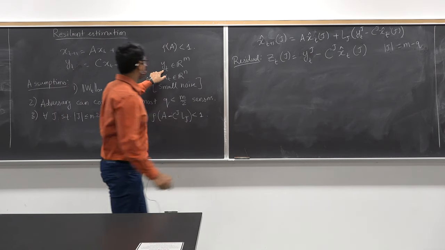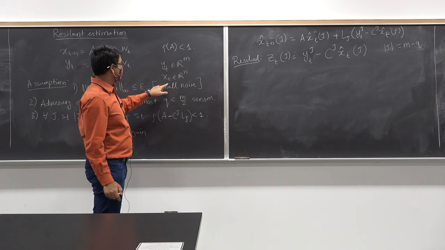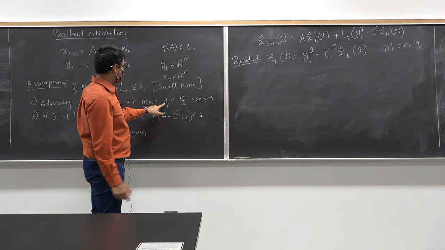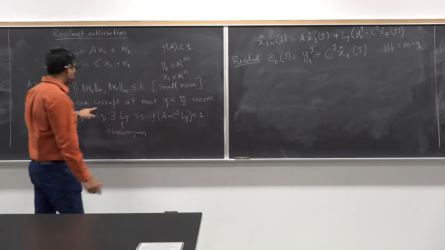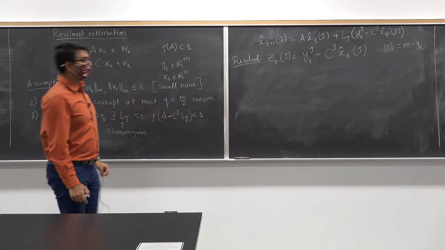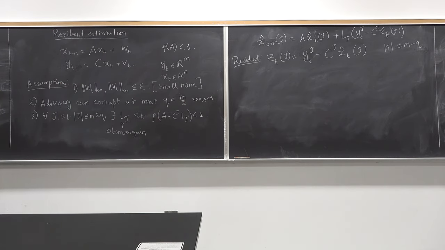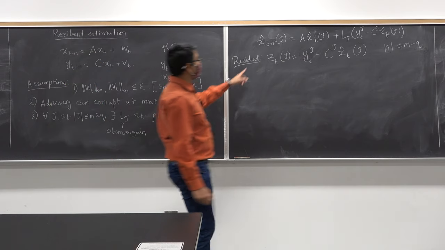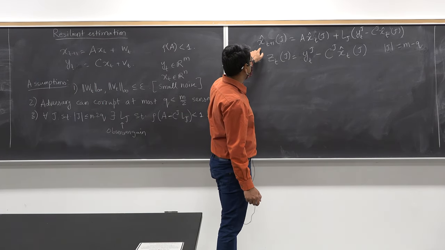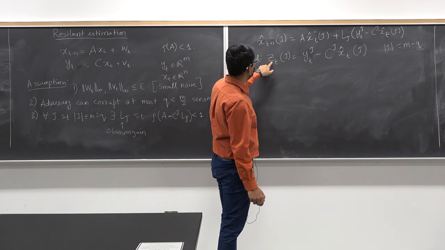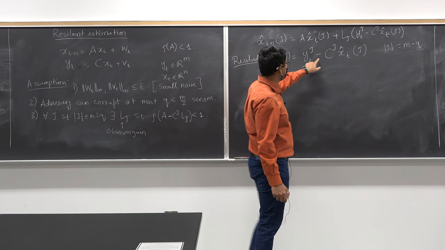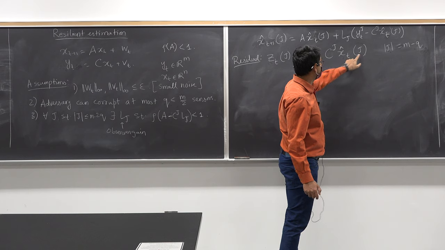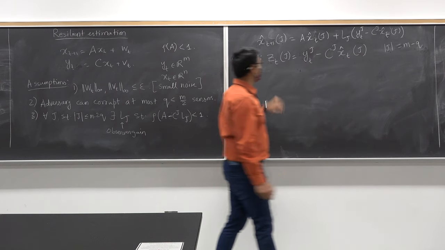M is the number of sensors you have, so YT is in RM, and Q was also the number of sensors, right? Q is the number of sensors that the adversary can corrupt, at most Q sensors. So I'm running multiple parallel estimators, let's say 10 parallel estimators. I'm looking at the residual of every estimator. So I look at the observation from those sensors, and then I look at the estimate that I get from those sensors, and I look at the residual ZT.